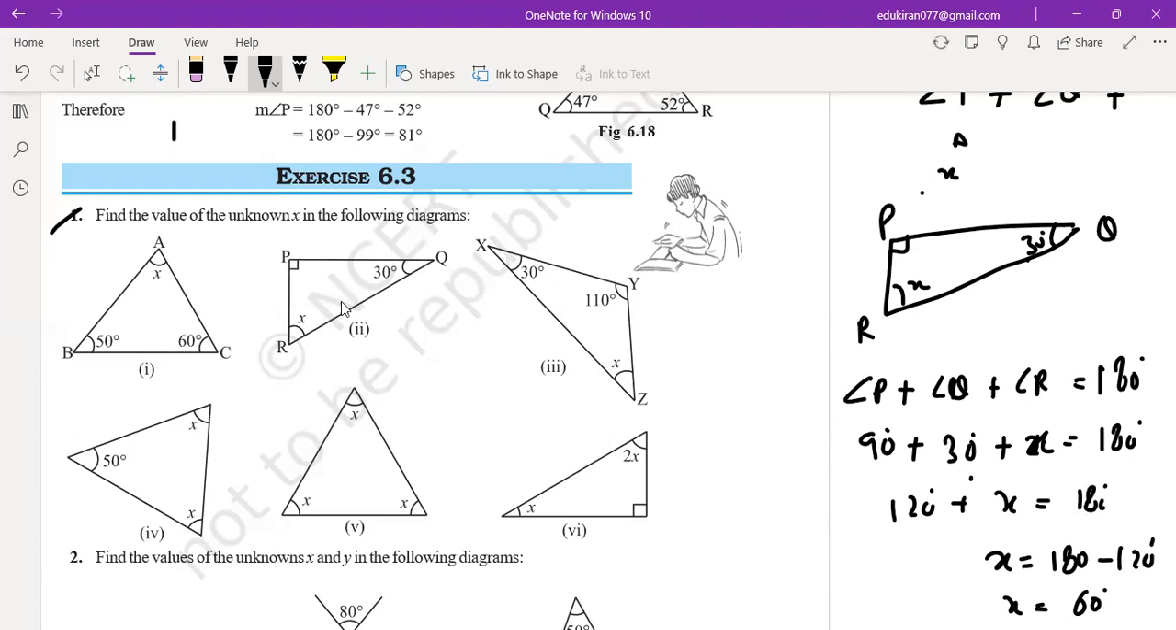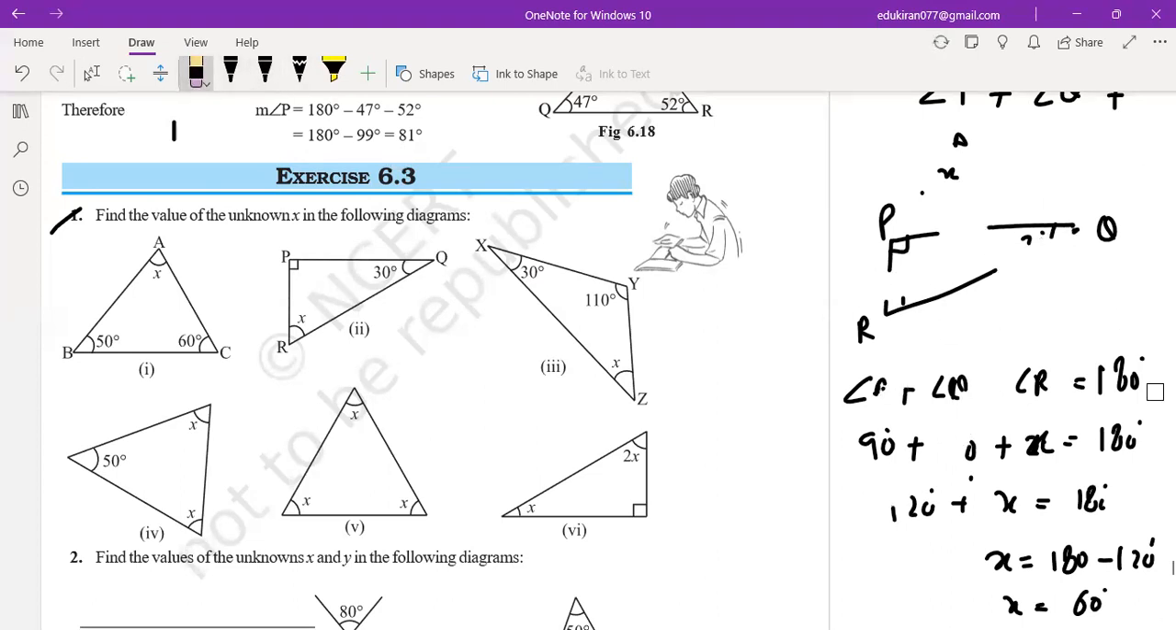Sindhu, where you were getting confused? See, this is 90 degree. They have not written 90 degree, but they have given you the symbol. Clear, Sindhu? Okay, ma'am. So quickly note it up. Done.